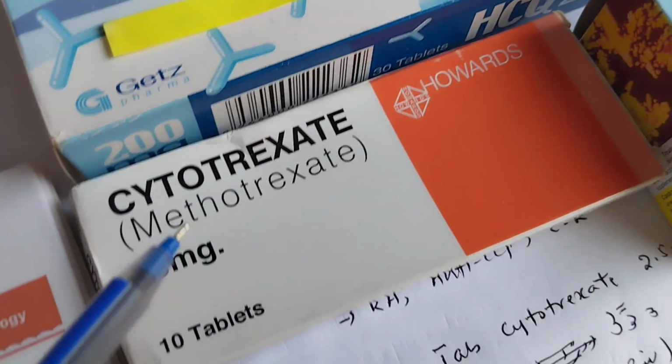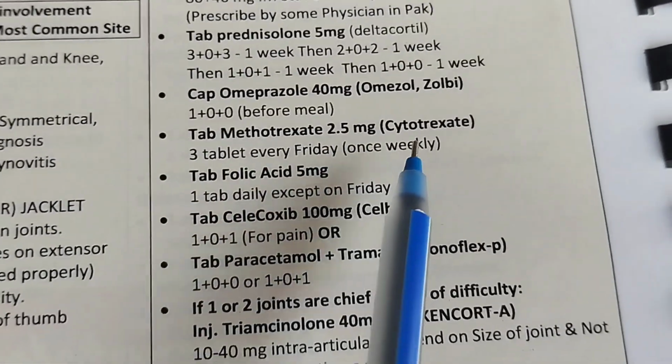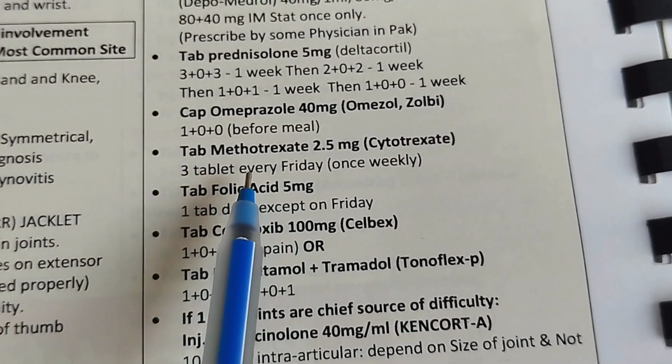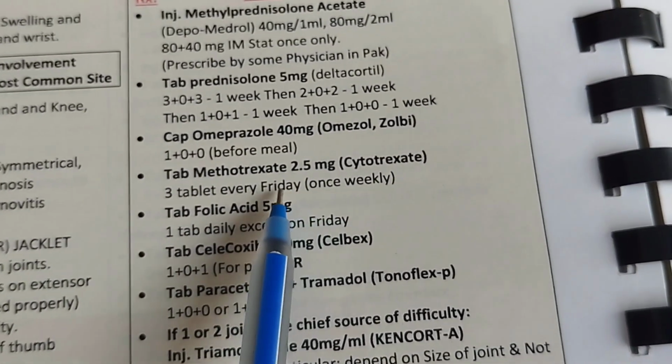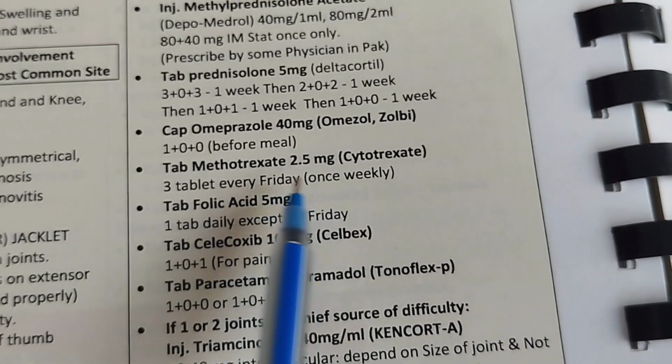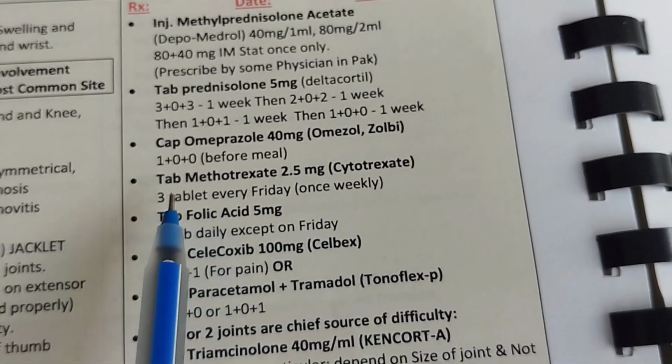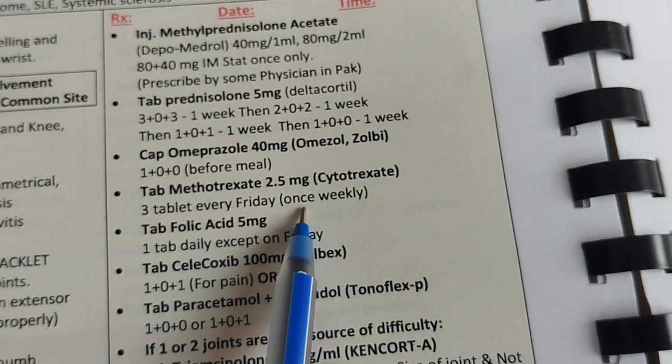Methotrexate. Okay, this is methotrexate. Here I am having a 10 mg tablet, but we will start with 2.5 mg. We will give 3 tablets once in a week, I mean on Friday or Sunday, whatever, choose one day so that it is easy for the patient. We will say 2.5 mg, 3 tablets once in a week on Friday.